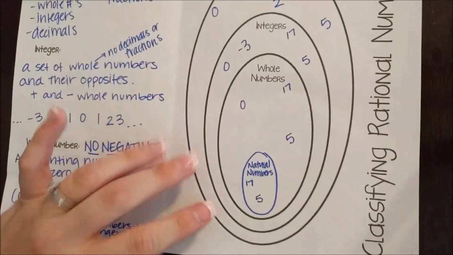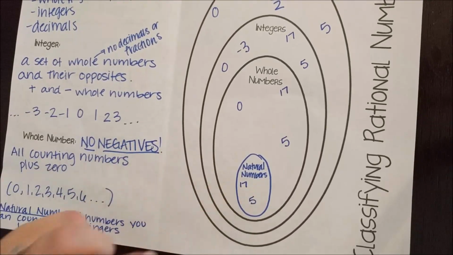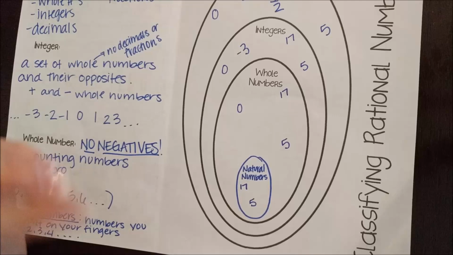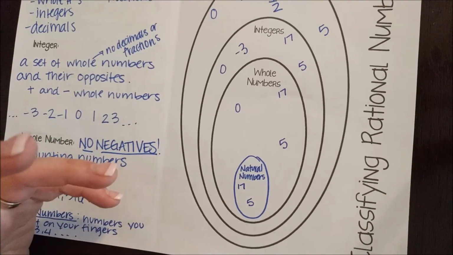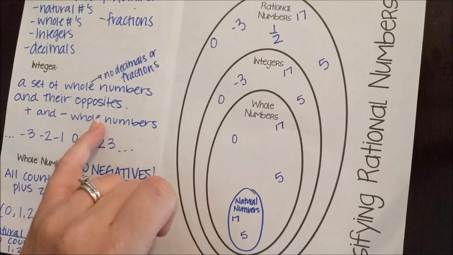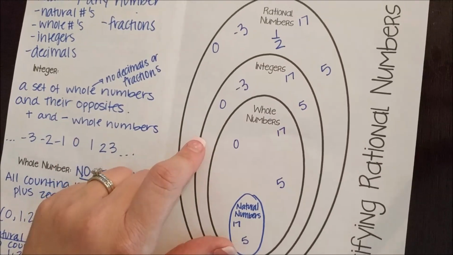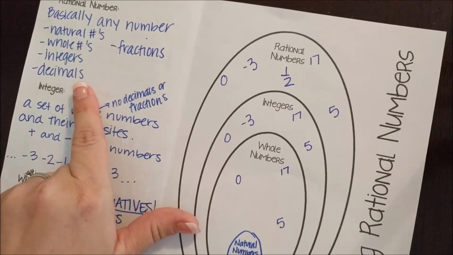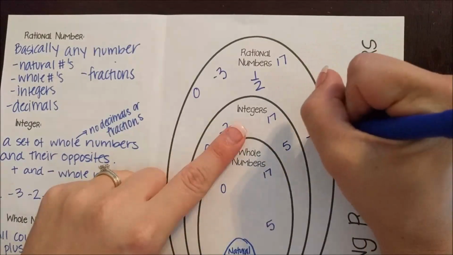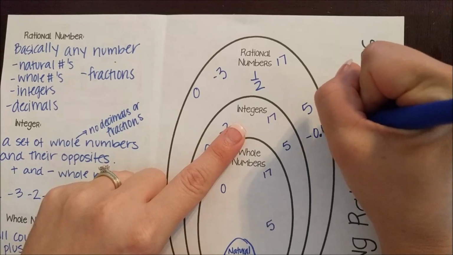Okay, so 1/2. What about negative 0.6? Well, it's not a natural number. It's not a number I can count on my fingers. It's not a whole number because 0.6 is not a whole number and it's a negative. It's not an integer because integers have to be whole numbers too, and it's a decimal. So it would be a rational number. Okay, basically any number.